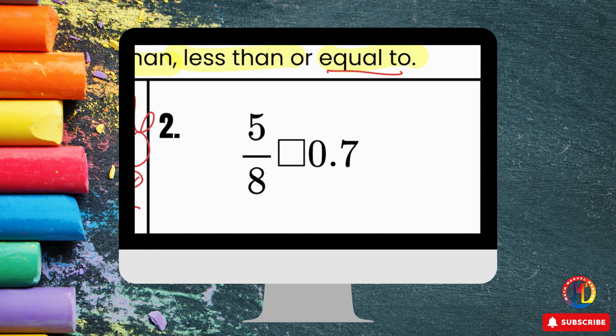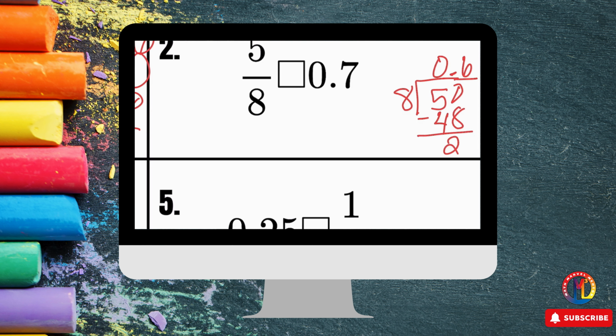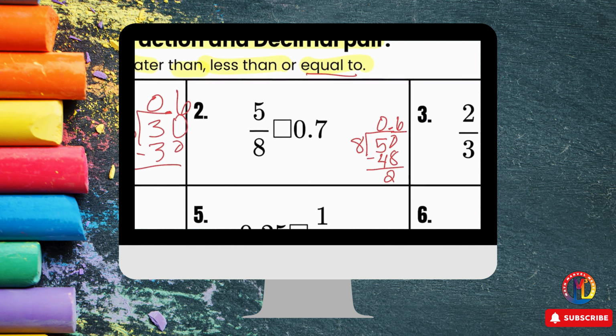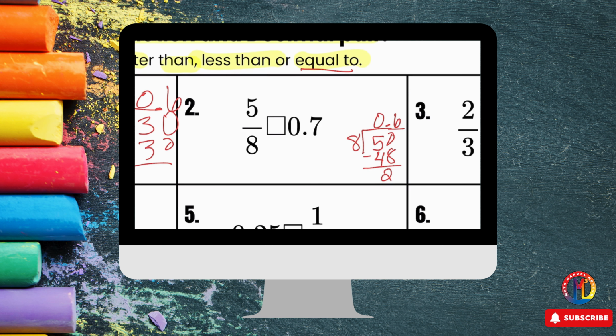So 5/8 versus 7/10. I'm going to convert 5/8 back to a decimal. 8 goes into 5 0 times, but 8 goes into 50 6 times. 6 times 8 is 48. I'll have 2 left over. I should have made a little more space here. 8 goes into 2. I'm going to drop in a 0.